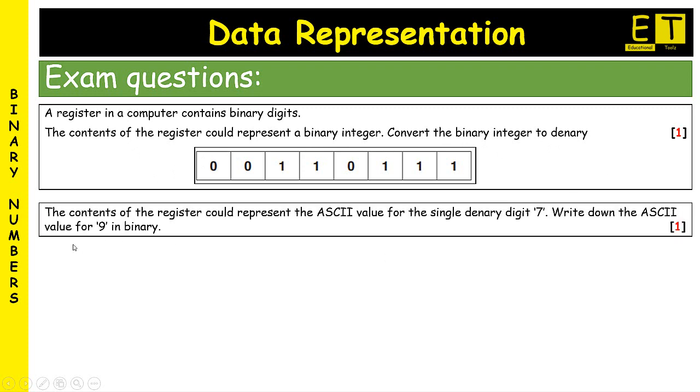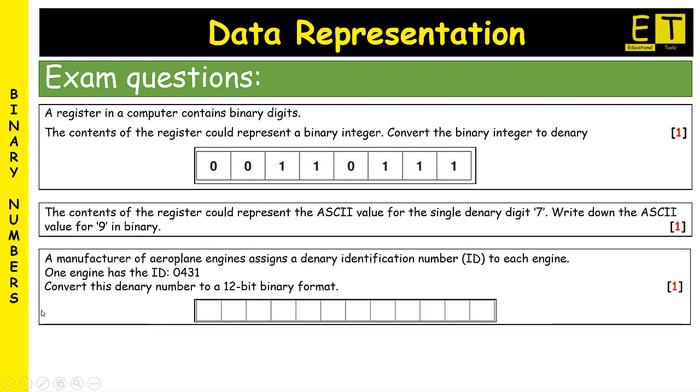Question number 2. The content of the register could represent the ASCII value for the single denary digit 7. Write down the ASCII value for 9 in binary. Question 3. A manufacturer of aeroplane engines assigns a denary identification number to each engine. One engine has the ID 0431. Convert this denary number to a 12-bit binary format.